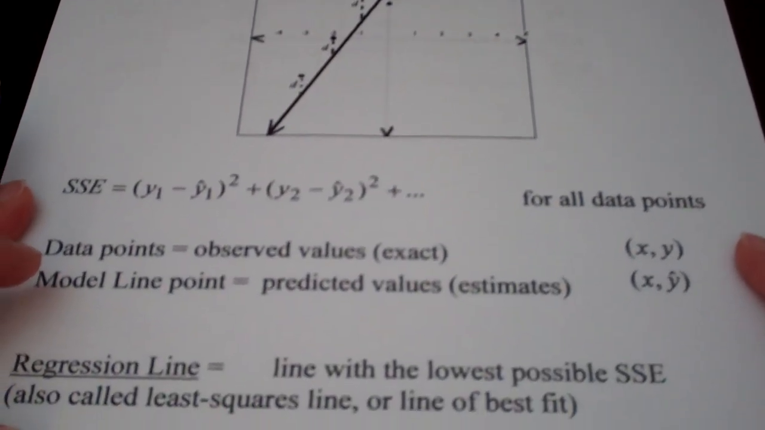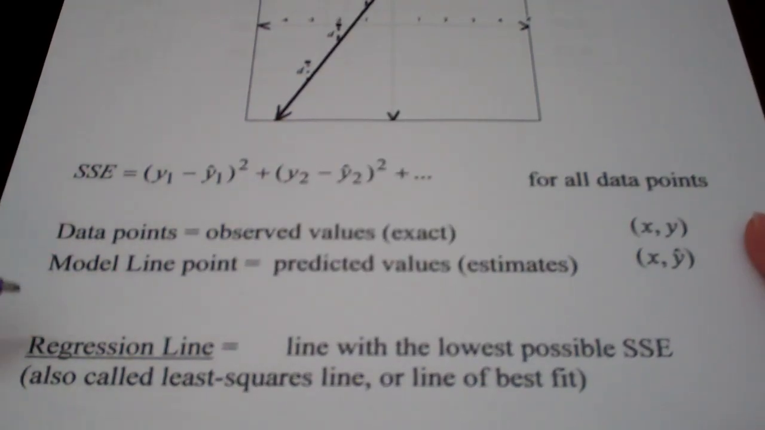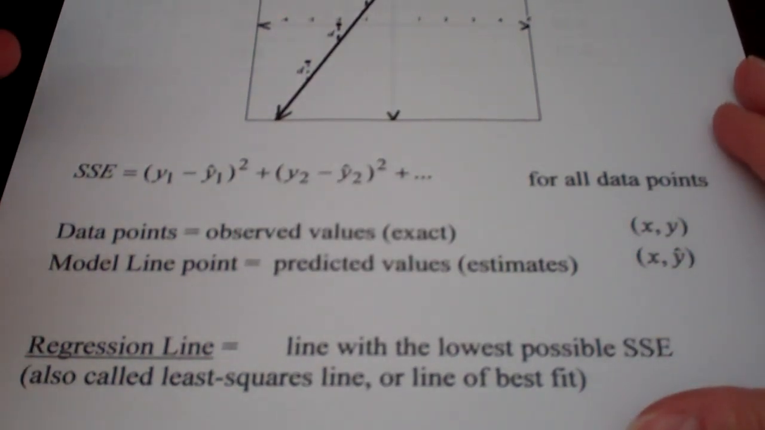Maybe the main point of what we're trying to say here is the regression line is the line with the lowest possible sum of squares error. So our points are as close as we can get to the line. The regression line is sometimes called the least squares line. Sometimes it's called the line of best fit. You might see those in the book. Those are the same as the regression line.